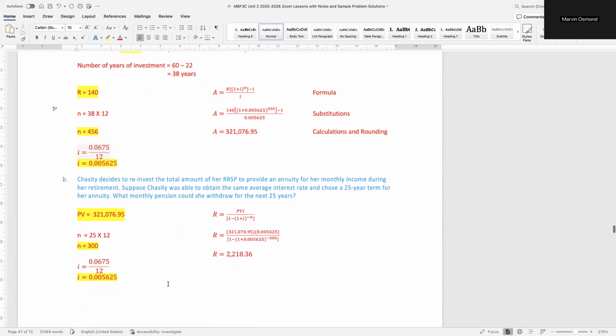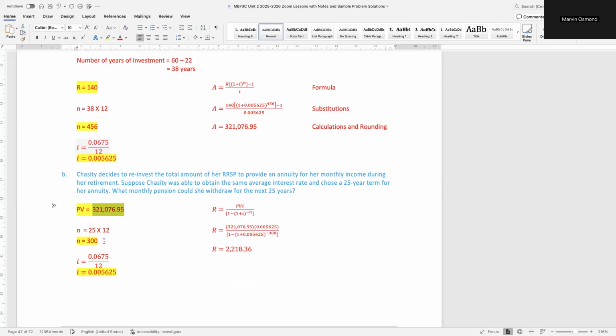So again, write down what you know. This time the present value, we know because we've retired, or she has retired. So she now has $321,000 in the bank. She wants to take out monthly payments for 25 years. So she's 60 now, so that'll be 85. The interest rate is going to be the same. Divide it by 12, it's going to give you 0.005625.